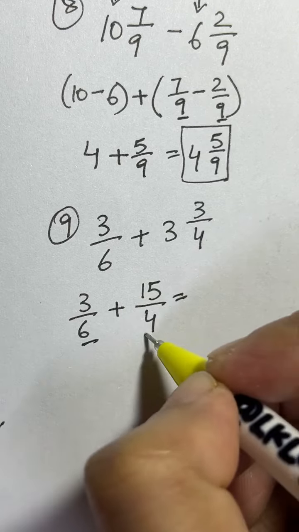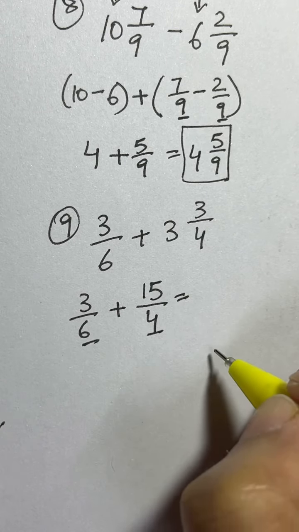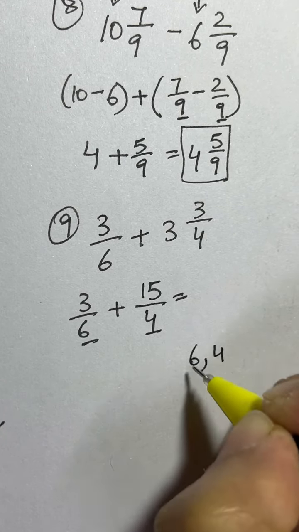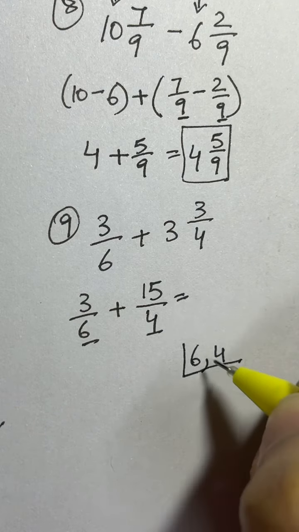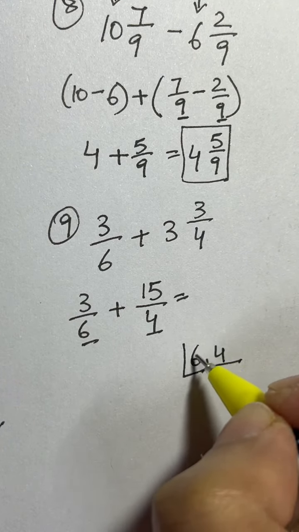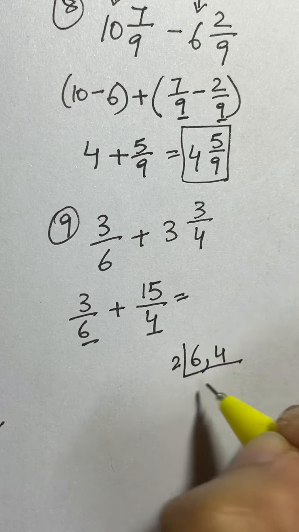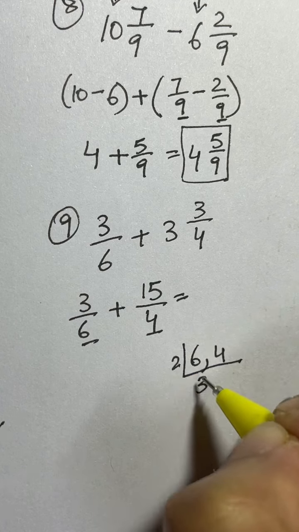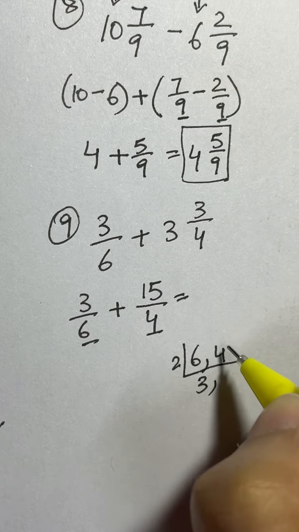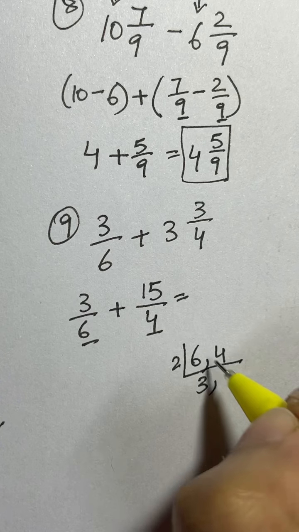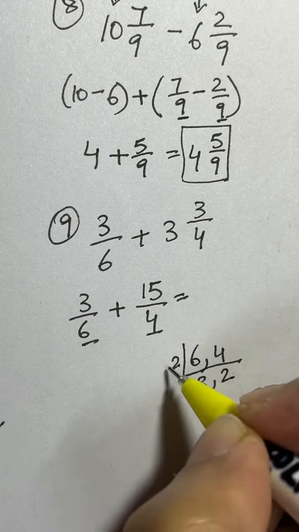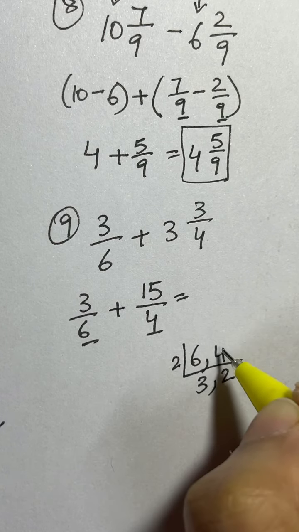Now what is the least common denominator of 6 and 4? How do you find that? Use the division method. Let's take the least possible number, 2. Now divide: 6 divided by 2 is 3, so 2 times 3 is 6. 4 divided by 2 is how much? 2. So 2 times 2 gives you 4.